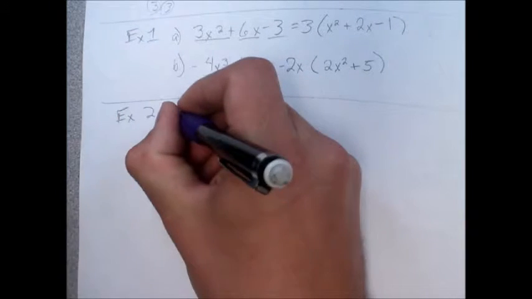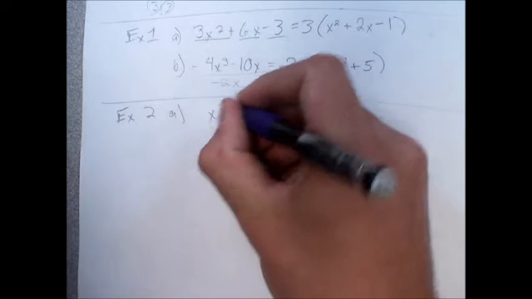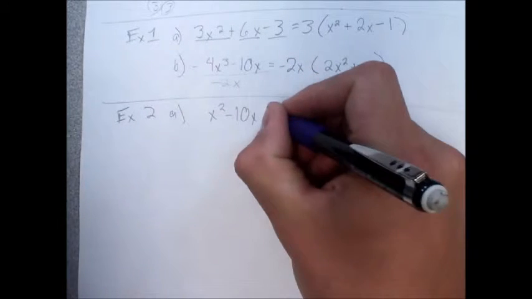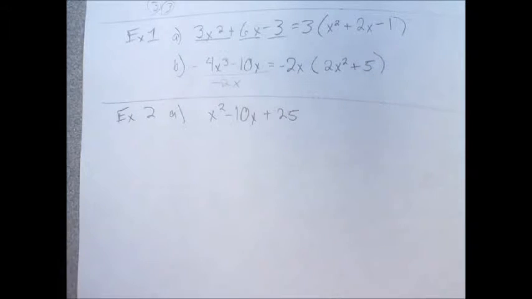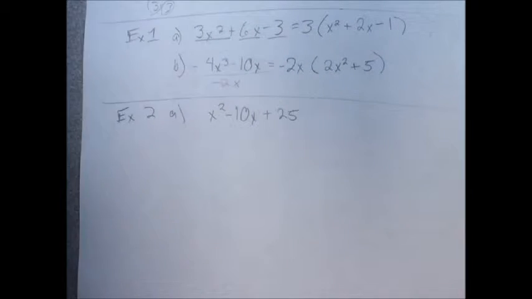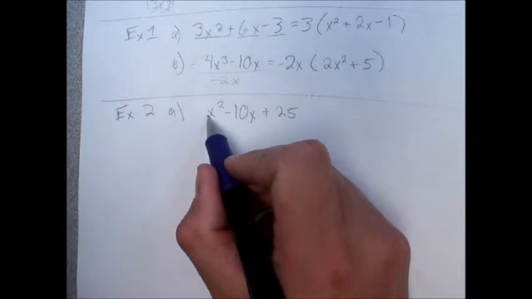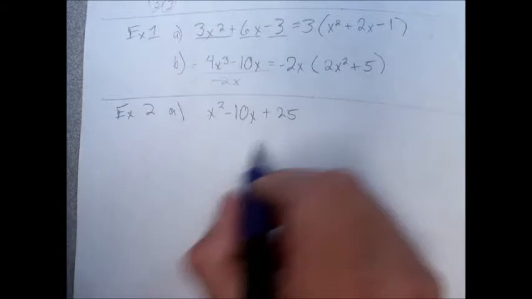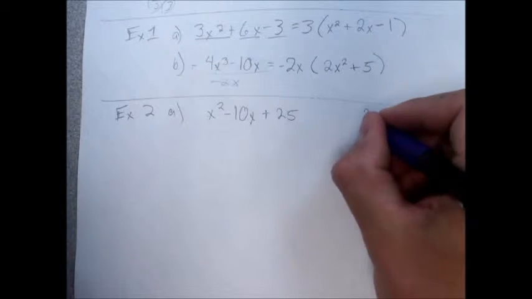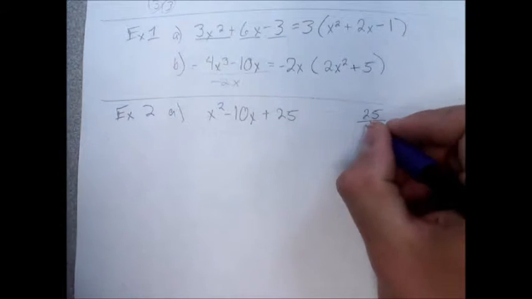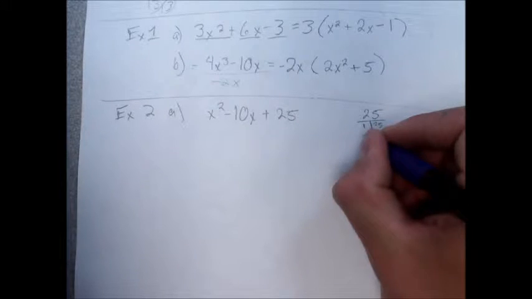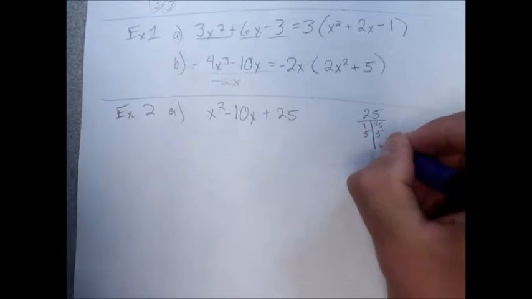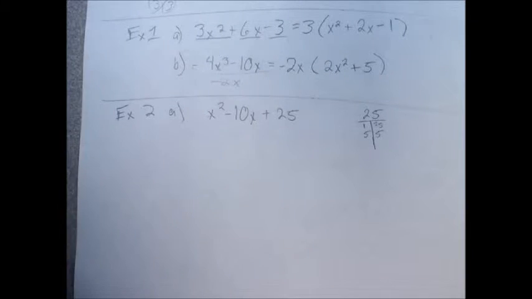Example 2a, it says factor x squared minus 10x plus 25. Now we have the AC method, which most of you are familiar with. Maybe not you sophomores, but juniors should be familiar with it. But if there's not a different coefficient than 1 up front, we don't really need the AC method. We have to factor out the back part of it, right? So we factor out 25, and we find that the factors of 25 are 1 and 25, 5 and 5. Is there any others? Nada?